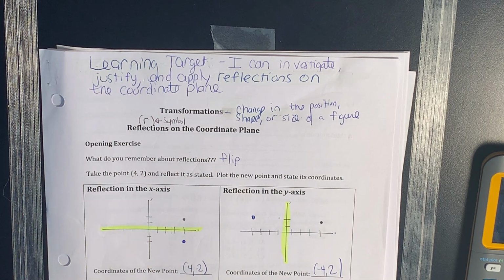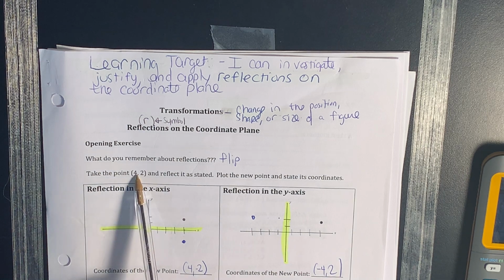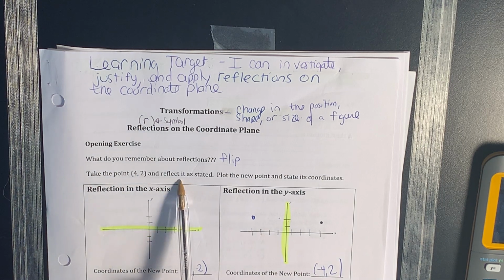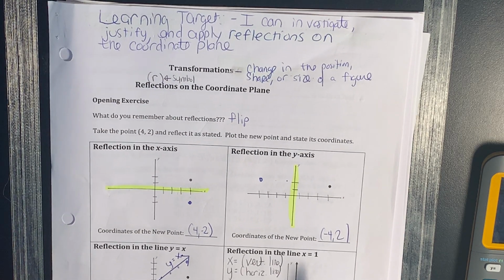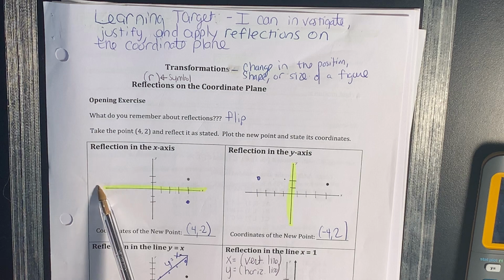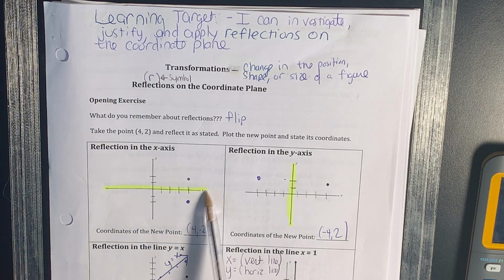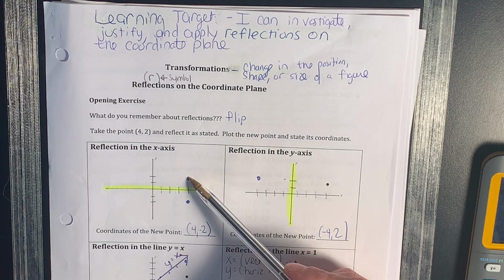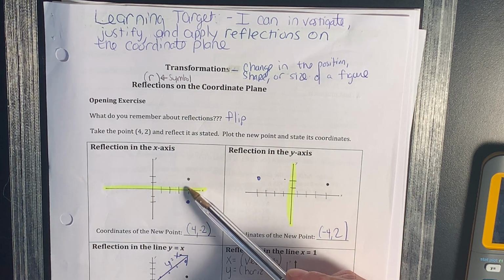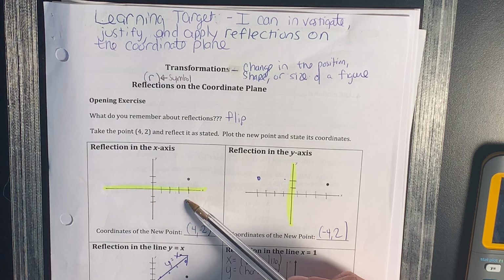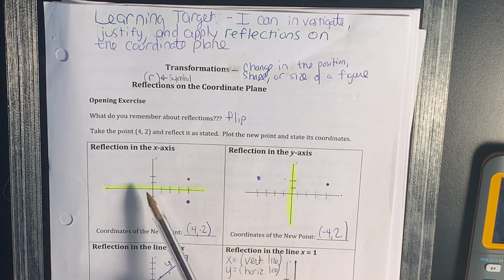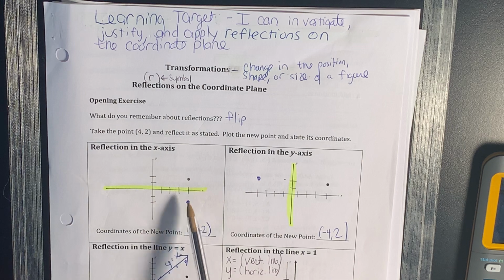So we have four cases here. We're going to start with the point (4, 2), and we're going to reflect as stated, and then we're going to plot the new point and state the coordinates. So we're going to start with (4, 2). We're going to reflect in the x-axis, which I already have highlighted. And the way you do that is you count the number of units from your point to the line of reflection. So it's 1, 2 units. So in order to reflect over this line, you're going to count 2 units in the opposite direction. So 1, 2. And the coordinate for this, if you go back to the origin, is going to be over 4, down 2.